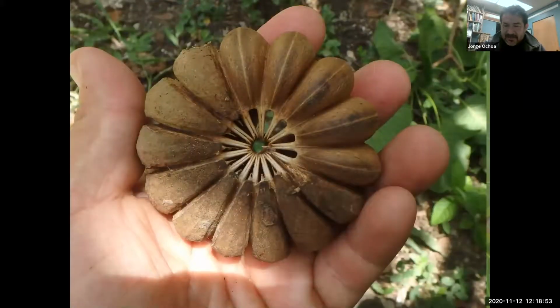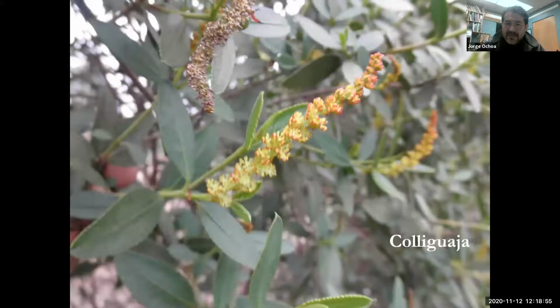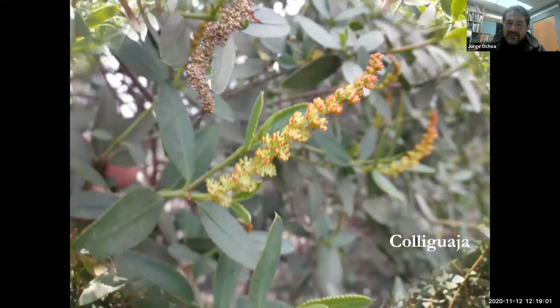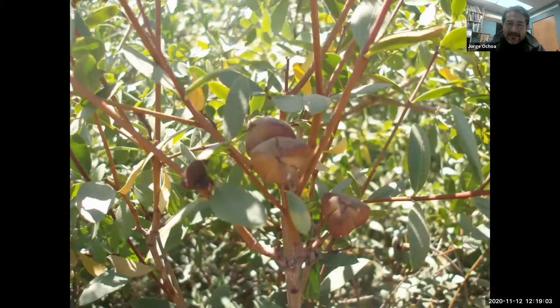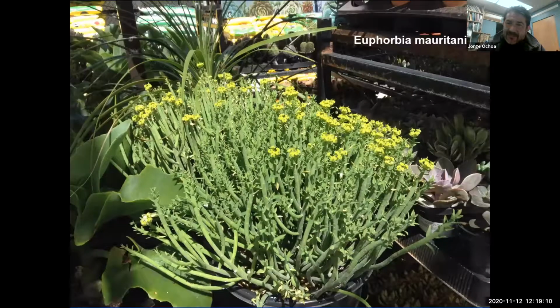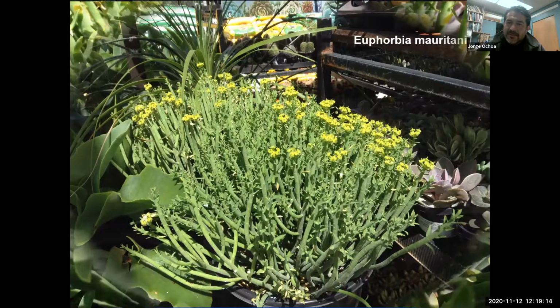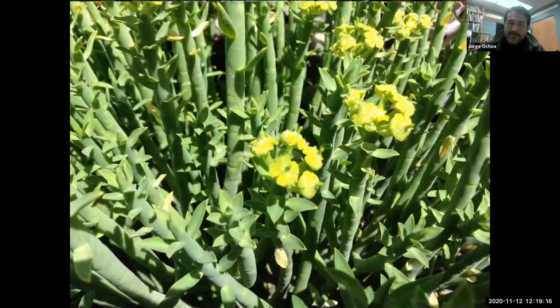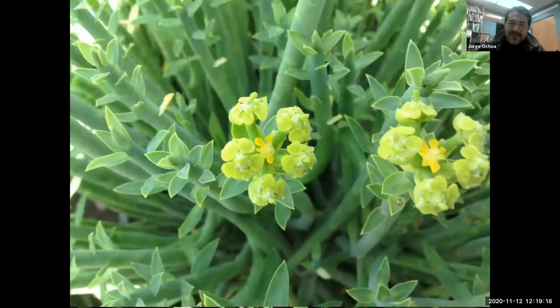And so there's where I was holding the fruit. And I know I have the picture of the seed somewhere. Or here's another one, Colinguaja, with just the seed pods. And then this is going to be more obscure, so you're probably not going to see it. But here's Euphorbia mauritanica. So this is commonly available here. So this is probably from Lowe's with the flowers.